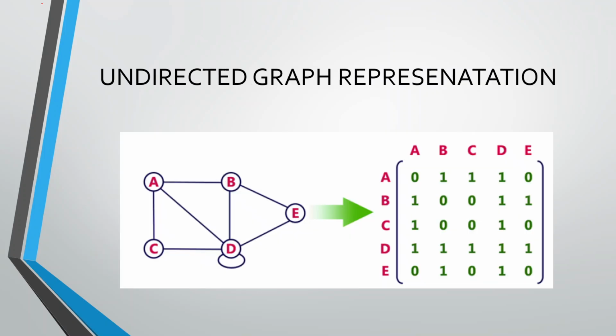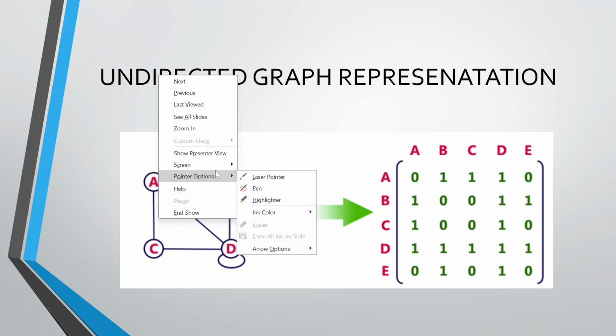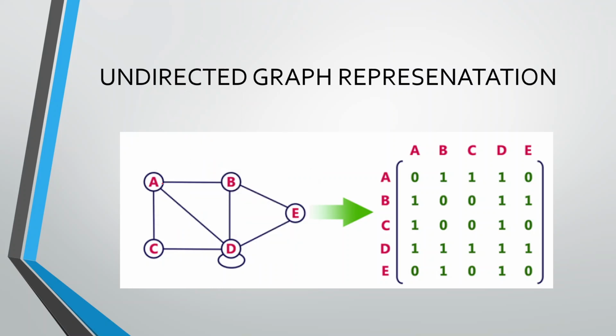This adjacency matrix representation and adjacency list representation can be done differently for both directed and undirected graphs. If it is an undirected graph, then we can travel from A to B and B to A also. So from A to B we have one edge, so A to B is 1. From A to A we don't have any path, so 0.